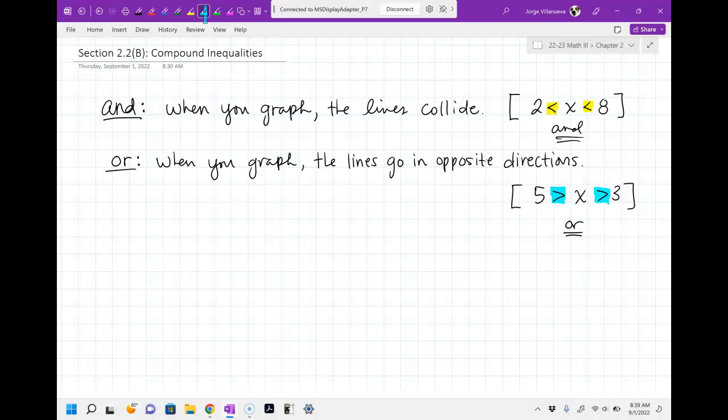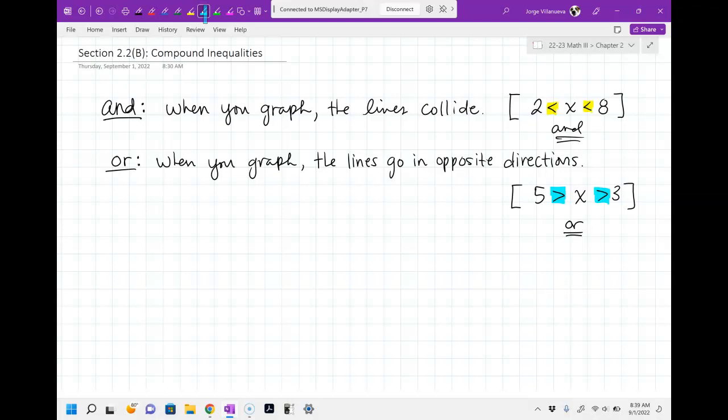So if they point left, we think and. Now it has to be like this big thing that's put together. That's when you look at those symbols. If they point left, it's an and. If they're pointing right, it's an or.